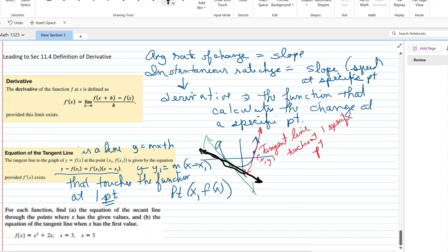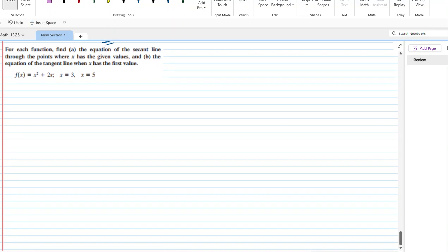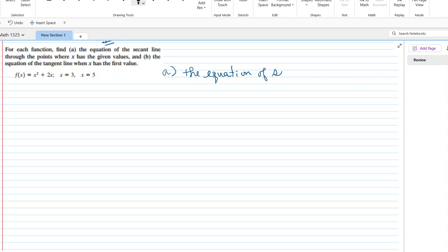I'm going to make an equation of the tangent line. So here we go. I know it's a lot of review, but I think we're taking it as calmly as we can, and I've been as explicit as possible. For each function, find A, the equation of a secant line. That means we start with 2 points.